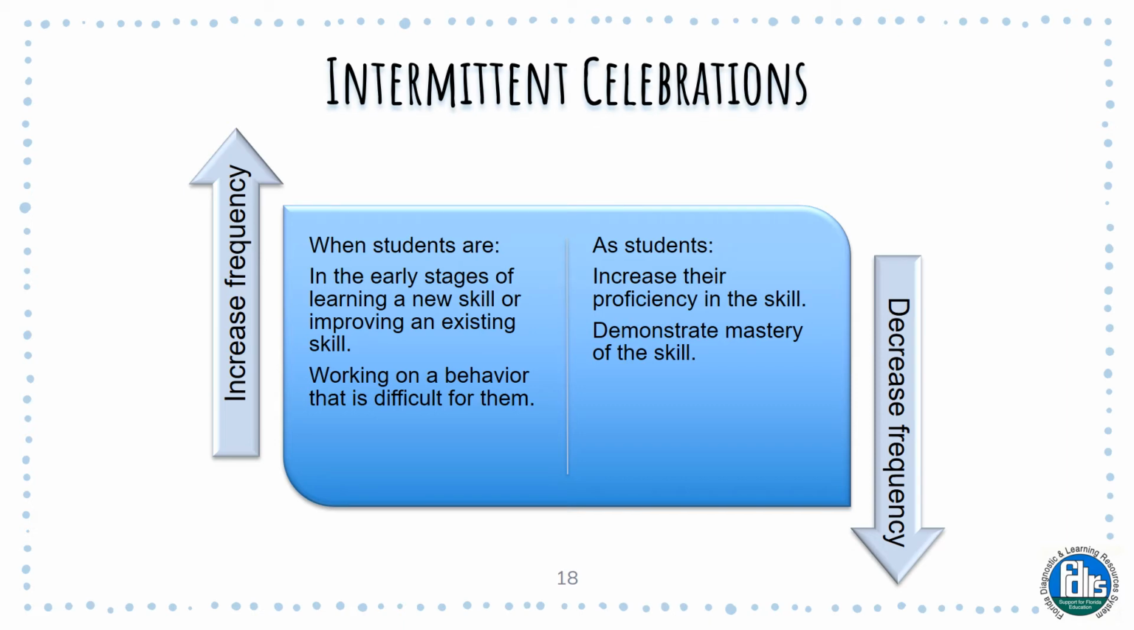So intermittent celebrations, we need to increase them or decrease them depending on where our students are at. So we want to increase the frequency of intermittent celebrations. Remember, like that slot machine, it's variable. They never know when it's going to happen. When the students are in an early stage of learning a new skill or improving an existing skill, we want to up the intermittent celebrations because we want all of those baby steps to be celebrated.